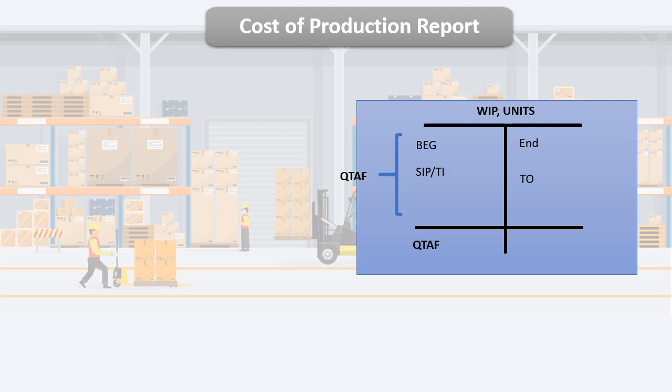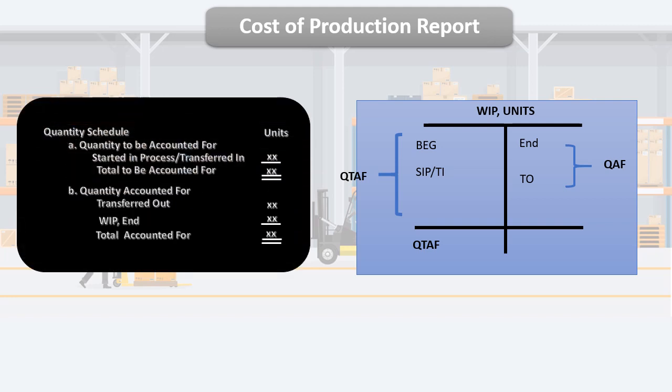So kapag ang pinag-uusapan natin ay quantity accounted for, basically ang pinag-uusapan po natin dyan is yung right side ng ating T account ng WIP in units. So, quantity accounted for, right side ng ating T account. Kapag ang pinag-uusapan naman ay quantity to be accounted for, ito naman yung left side ng ating T account. So, yung presentation niyan doon sa ating cost of production report ay ganito po yung magiging itsura.